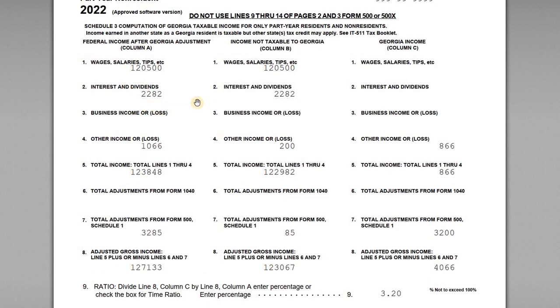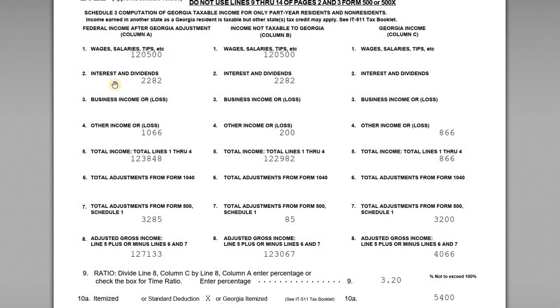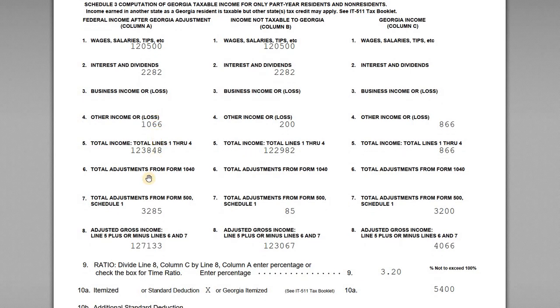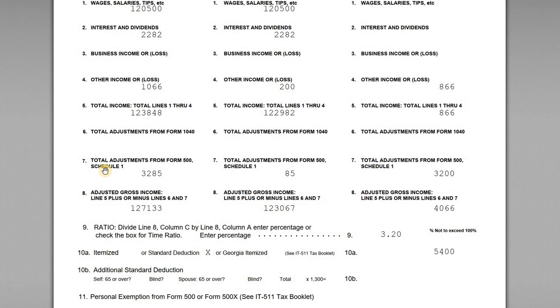Now, column A here should be completed as if you were a Georgia resident. And so why is that important? Well, you're reporting all of your income, right, from all sources, and you're making adjustments as required under Georgia law. So we have the wages, the interest and dividend income, the other income or loss, that's the capital gains, and the rental property income. And then we have the total income here, $123,848. Now, the schedule of adjustments on Schedule 1, we can see we've got $3,285 there. So let's have a look at Schedule 1 and see how we arrived at these numbers.